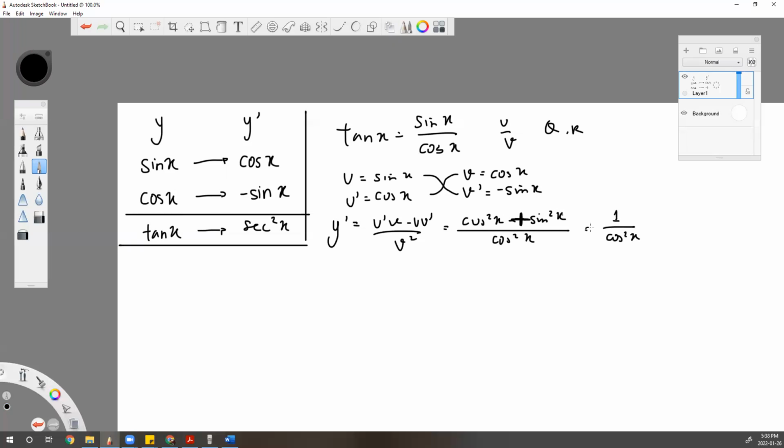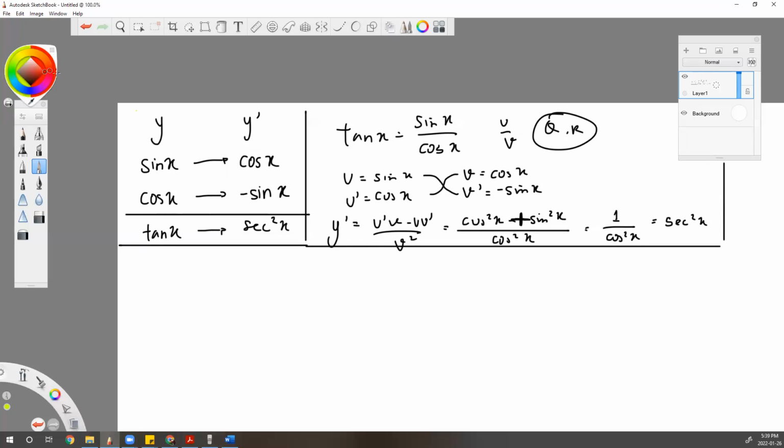The memorization: sine squared x plus cos squared x equals 1. So 1 plus 1 over cos squared x is secant squared x. See, that's how it's derived. But again, rather than using the quotient rule, you better memorize this part. This will help you a lot in order to solve almost everything about trigonometric functions.